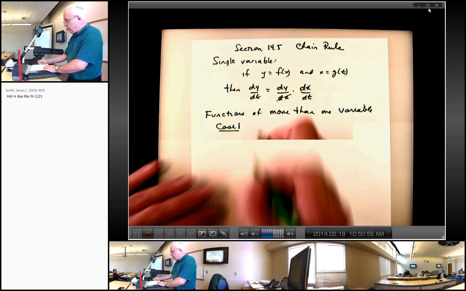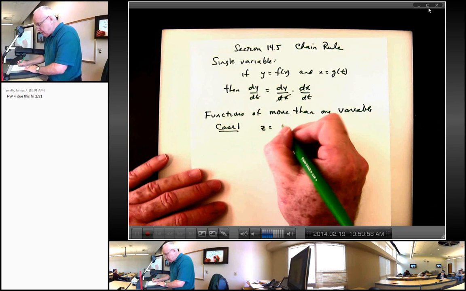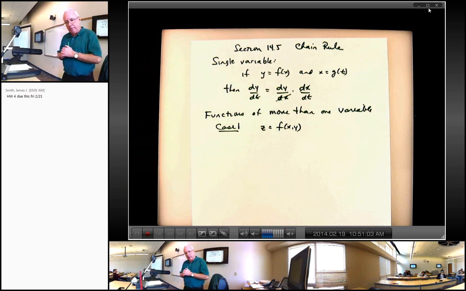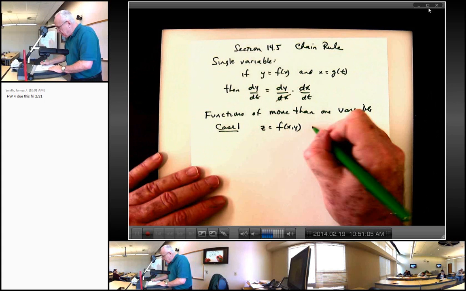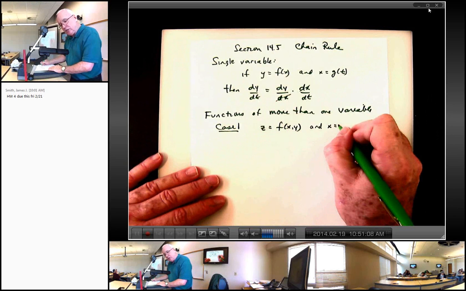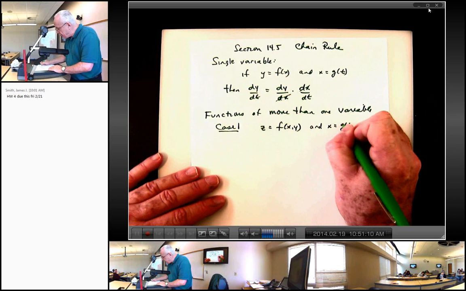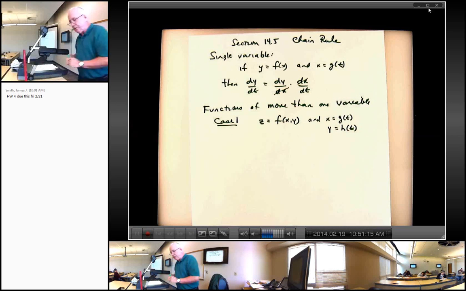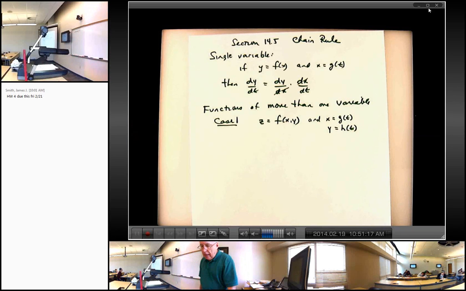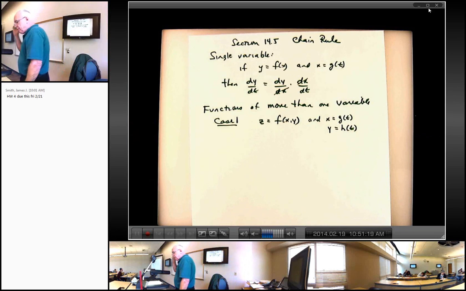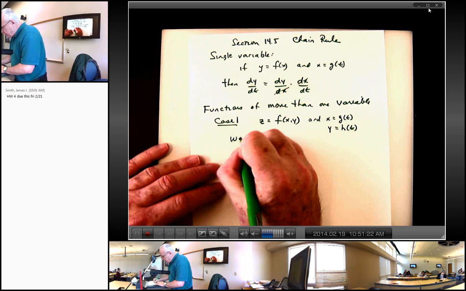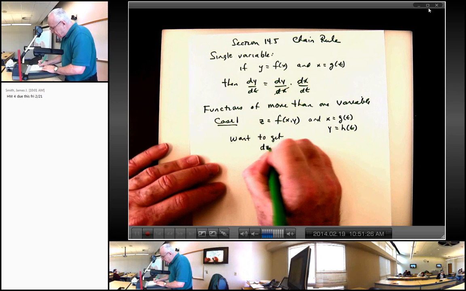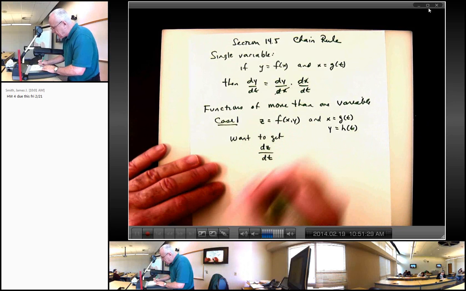Now here we have a variable z that's a function of x and y. So z is a function of x and y. And x is a function of t, g of t, and y is a function of t, h of t. And what we want to get here is dz dt.